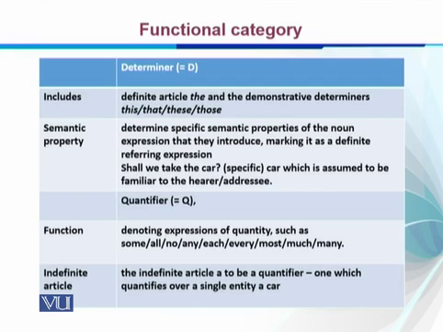Similarly, we have another type of functional category, that is quantifier. Obviously, it tells about quantity. The function of a quantifier is to denote expressions of quantity, such as some, all, no, any, each, every, most, much, many. And the indefinite article a is also considered by some linguists as part of this quantifier, as it quantifies over a single entity. For example, we say a car.